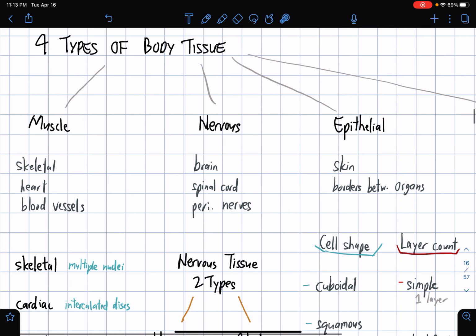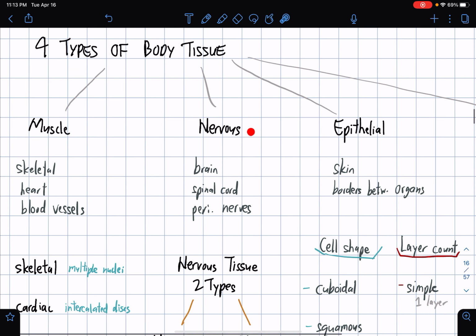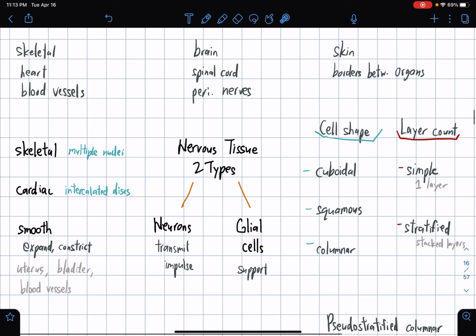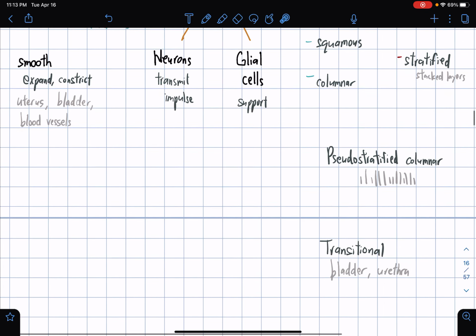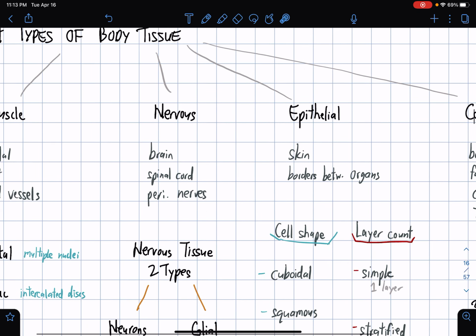Okay, second type, nervous tissue. So from the word nervous, it's associated with the nervous system, the brain, the spinal cord, and the peripheral nerves. So we have two types of nervous tissue. We have the neurons. They basically transmit the impulse, and glial cells, they offer support. So that's it for nervous tissue.